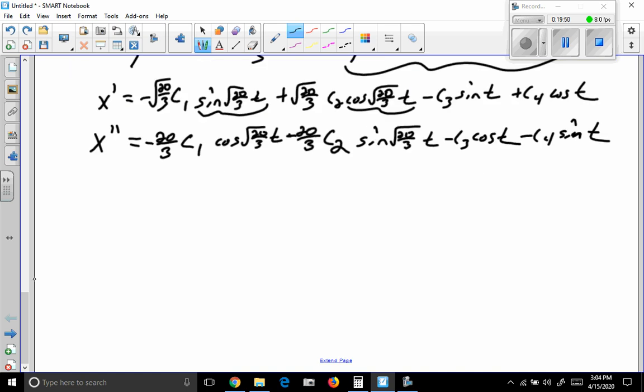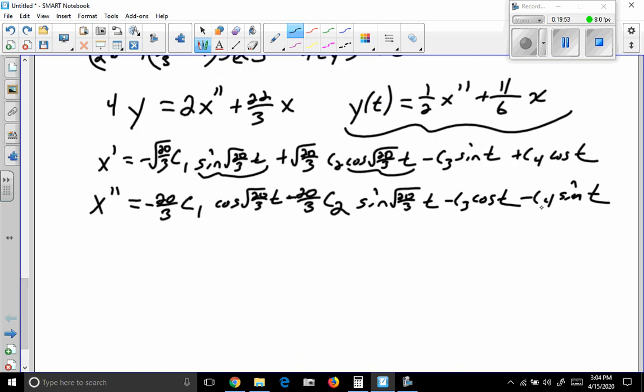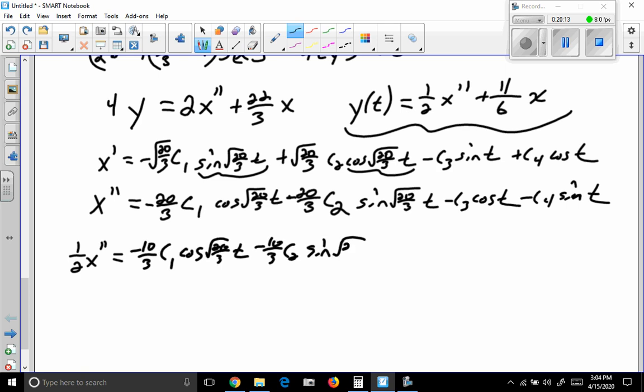So we want half of that. If we get half of our second derivative, this times 1/2, or this divided by 2, that'll give us 10/3 C1 cosine minus 10/3 C2 sine minus half of C3 cosine minus half of C4 sine. So that's 1/2 of x double prime.